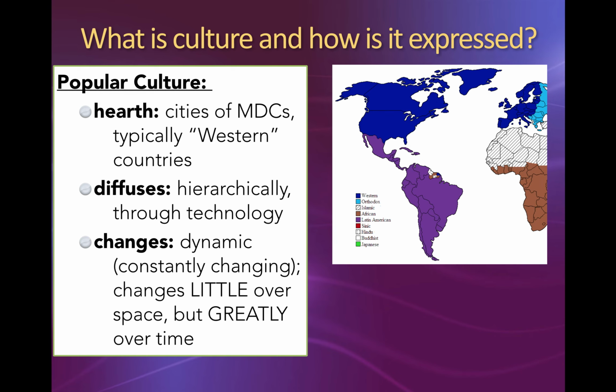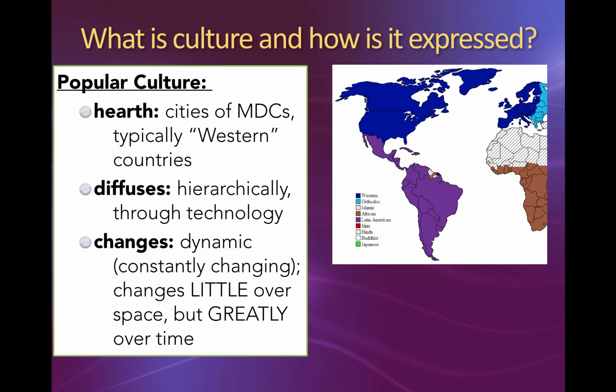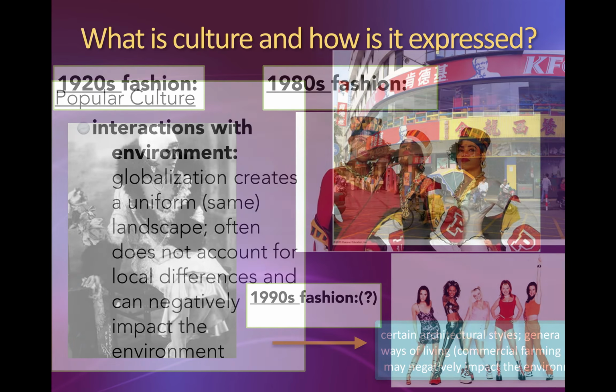So for example, let's look at some fashion, right? 1920s fashion with the style of more of a flapper girl. 1980s, you got Salt-N-Pepa. I don't know if I'd really call this fashion, but at least those platform shoes, those puppies were very popular in the 1990s. So you can see fashion is an excellent example of how pop culture varies tremendously over time, but very, very little over space. Popular culture, again, is sort of uniform in that way.